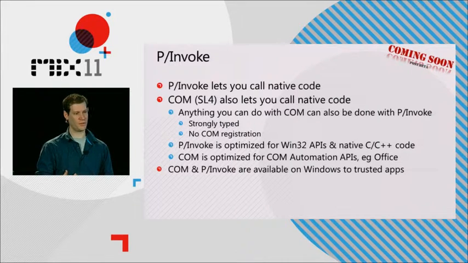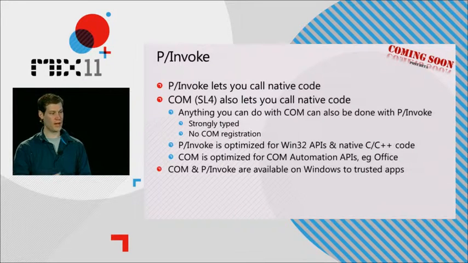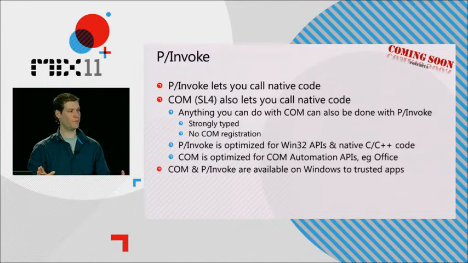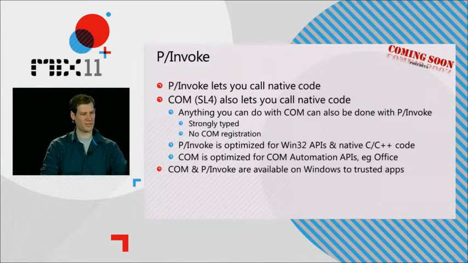Pinvoke is really good for Win32 APIs and native C and C++. COM, on the other hand, is really good for automation APIs. It's late bound. COM doesn't have strong typing like pinvoke does. COM also has registry. You have to put stuff in the registry to register your COM classes. Pinvoke doesn't have any of that. So COM is good for Office APIs and other automation APIs, but pinvoke is really the most convenient to use for Win32 APIs and native C and C++ code.